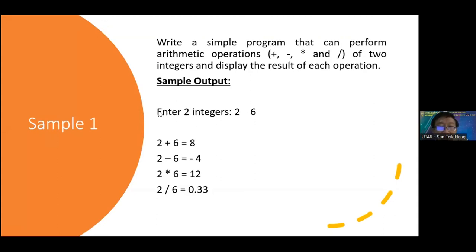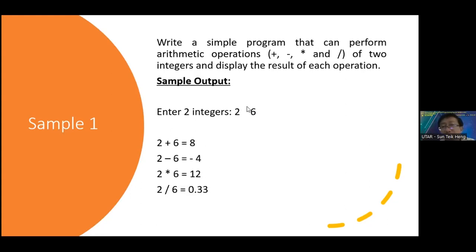So it will show to you the message, enter 2 integers, colon, and then you wait for the user for the input. So the user will enter, let's say for example, 2 space 6 and press the enter key, then your program will compute 2 plus 6, and the result is 8. So the program will then show to you the output as 2 plus 6 equal to 8.